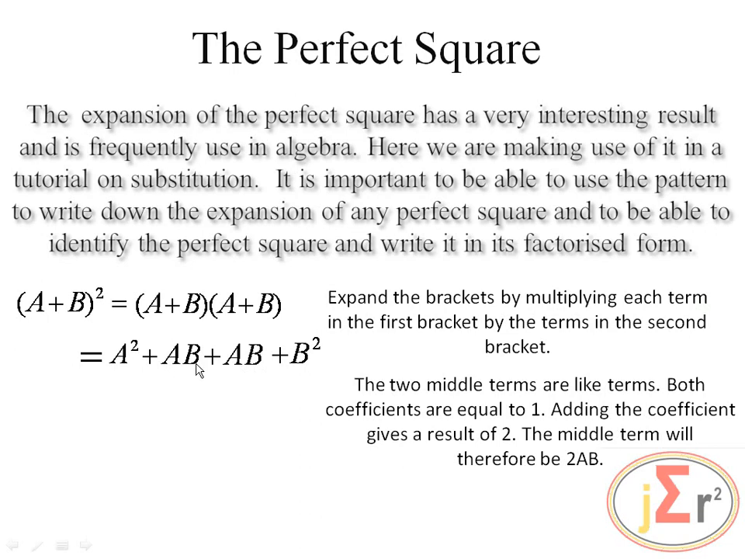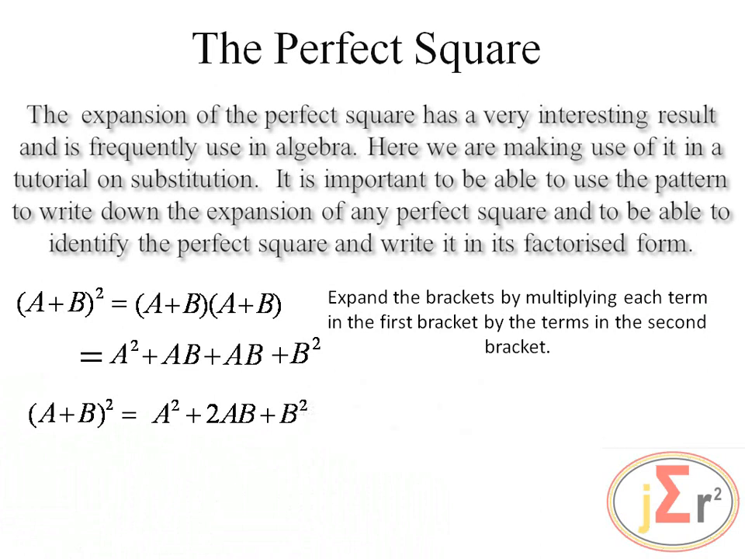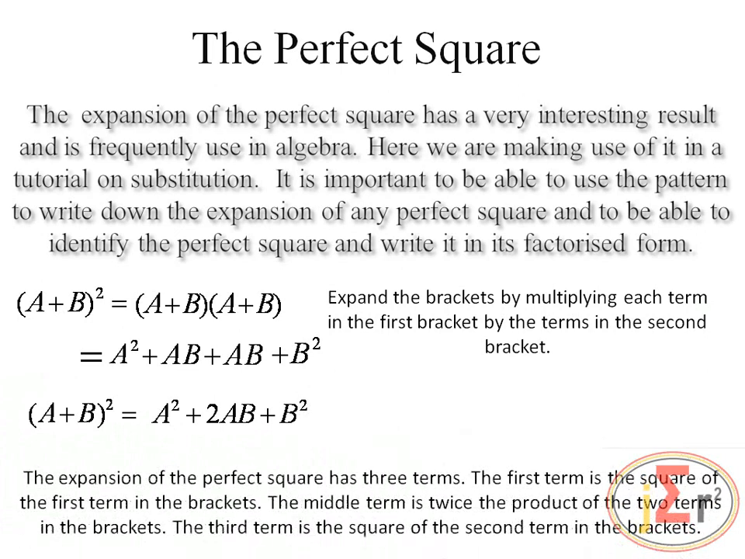Coefficient here is 1. Coefficient here is 1. 1 plus 1 is equal to 2. So we have finally that (a + b) all squared, which is our initial expression, is equal to a squared plus 2ab plus b squared. The expansion of the perfect square has three terms. The first term is the square of the first term in the brackets. The middle term is twice the product of the two terms in the brackets. The third term is the square of the second term in the brackets.